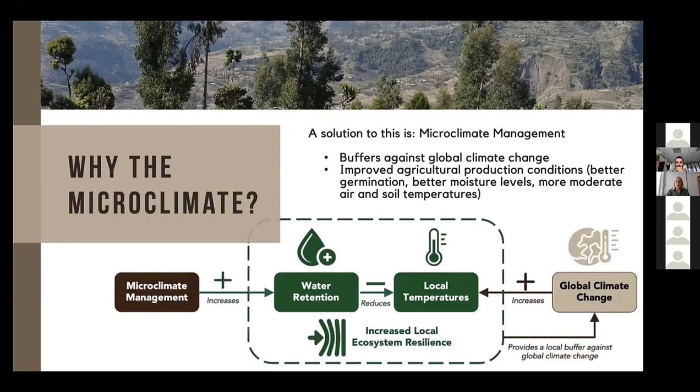How the microclimate can buffer against global climate change is explained here in a nutshell. Good microclimate management can increase the water retention on a very local scale. This then reduces the local temperatures, and combined this will increase the local ecosystem resilience, which will then provide a buffer against global climate change. How this works and how this can be done in more detail will be explained during this masterclass.